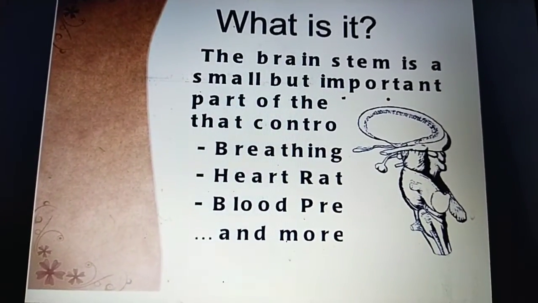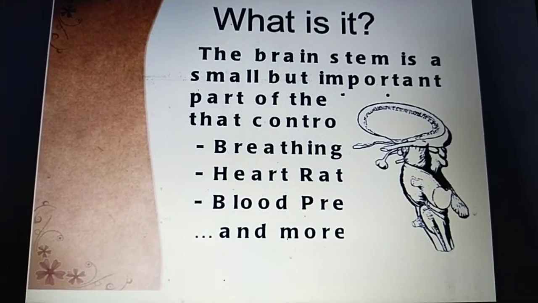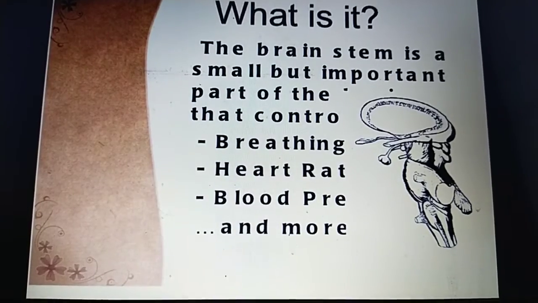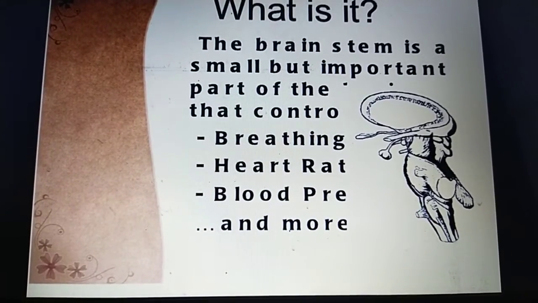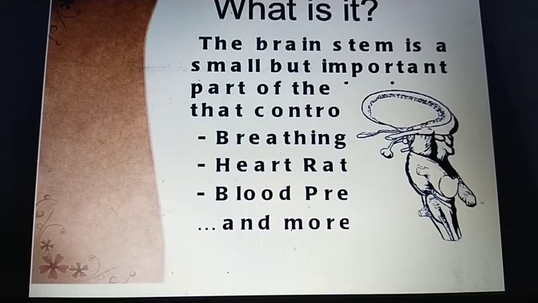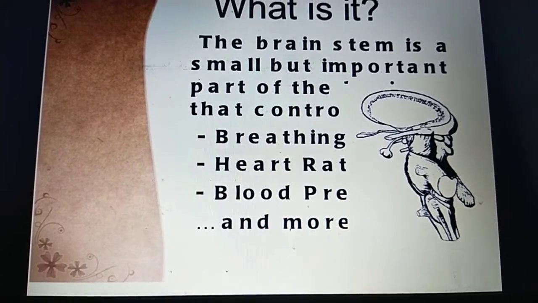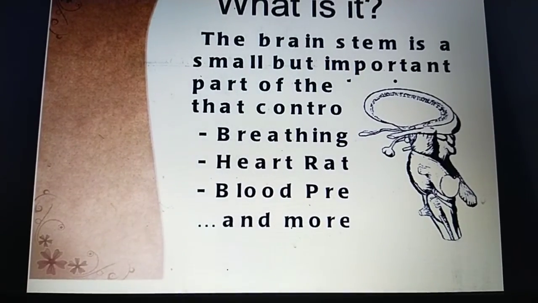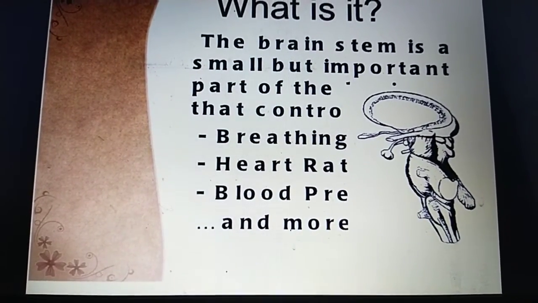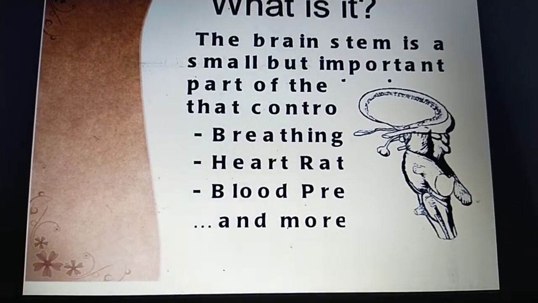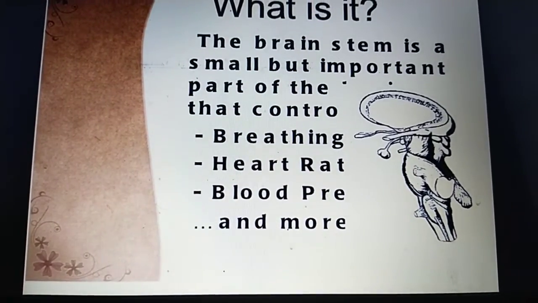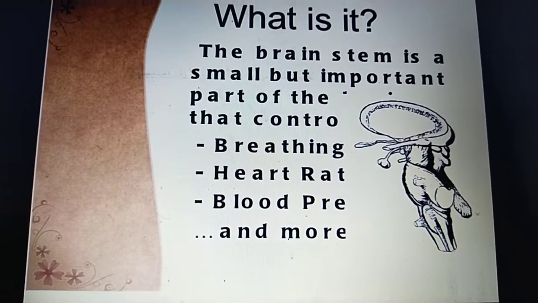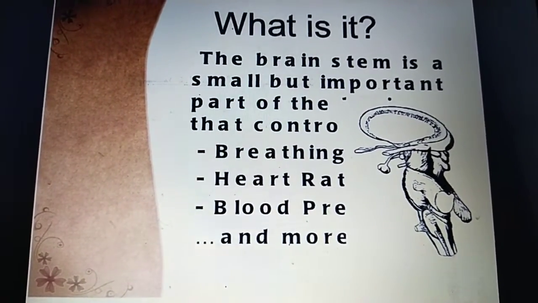Then what is meant by the brain stem? The brain stem is a small but important part of the nervous system that controls breathing, heart rate, blood pressure, and more. It also gives origin to some cranial nerves, or it houses the cranial nerves. You can go to the next slide.